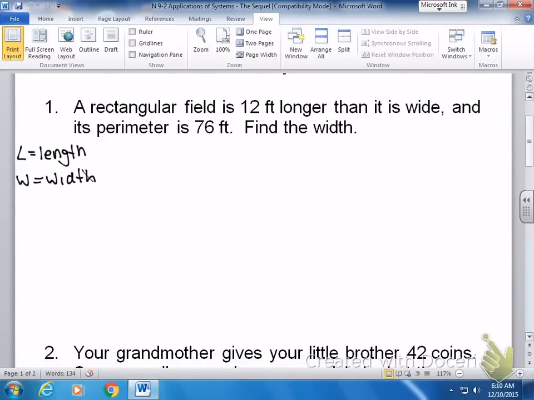You don't have to use L and W. If you want to use X and Y, that's fine. Whatever makes you feel better. So let's read that first sentence and see if we can get our two equations. The first part says a rectangular field is 12 feet longer than it is wide.